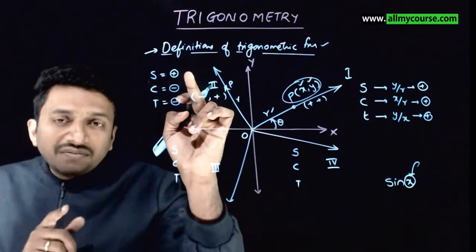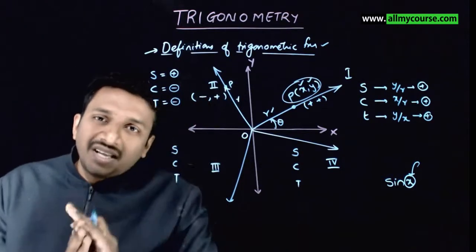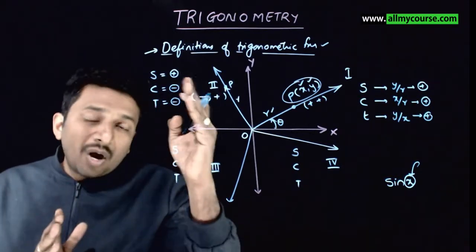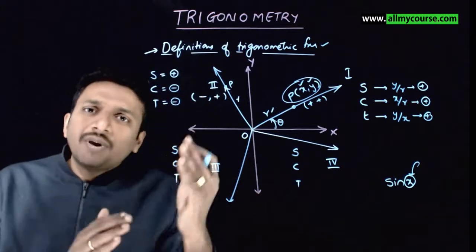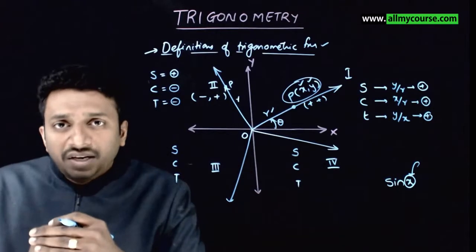That is, in the second quadrant, sine is positive, cos and tan are negative. If sine is positive, cosecant is also positive. Cos is negative, secant is negative. Tan is negative, cot is negative. So that's why I'm not writing the reciprocals, because if the function is positive, the reciprocal will also be positive. Function is negative implies the reciprocal is also negative.